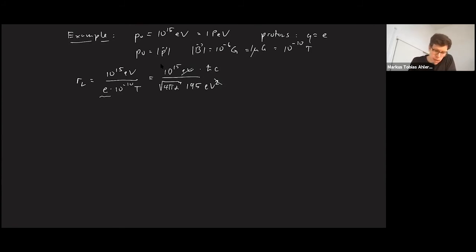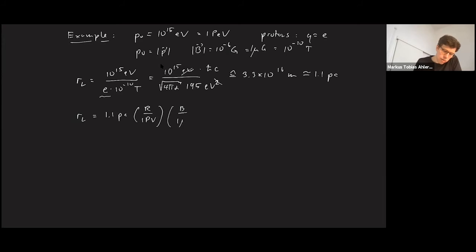And to make a long story short here, this is going to be of the order of 3.3 times 10 to the power 16 meter. And this is roughly 1.1 parsec, so about 3.5 light years. So we can rewrite the Larmor radius equation now in a compact way. The Larmor radius is given by 1.1 parsec for rigidities of the order of 1 petavolt and magnetic field strength B of the order of 1 microgauss.